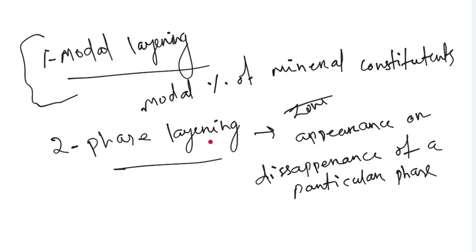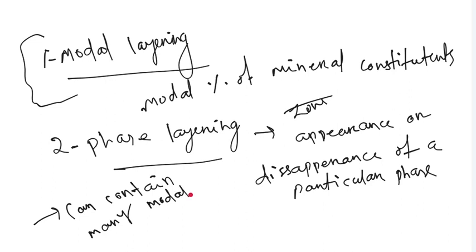So you can say that a phase layer can contain many modal layers. So this is the thing: phase layering and modal layering. After that, the next thing is cryptic layering.